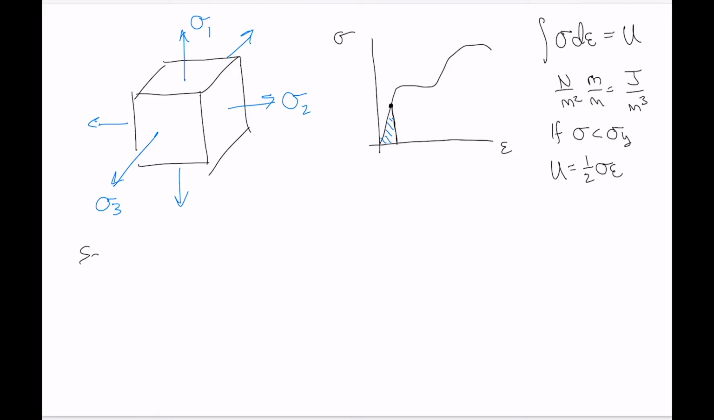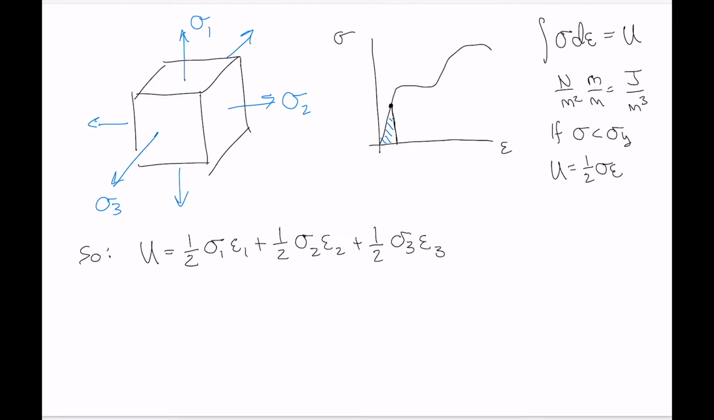So for this element that we have above, the total strain energy associated with the stresses that the element is experiencing is given by the following. U is 1/2 of our first principal stress multiplied by the corresponding strain, and then we add on the energy from the other components of stress. So similarly, 1/2 sigma 2 epsilon 2 plus 1/2 sigma 3 epsilon 3.